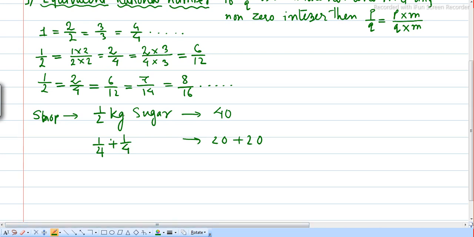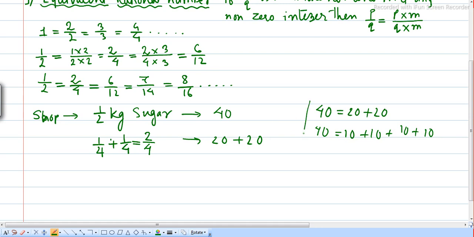So you see 1/2 can be split into 1/4 plus 1/4. Now the sum of 1/4 plus 1/4 is equal to 2/4. So we can write 40 is equal to 20 plus 20. Similarly, we can split it into many parts, like 10 plus 10 plus 10 plus 10. Like this also you can split.